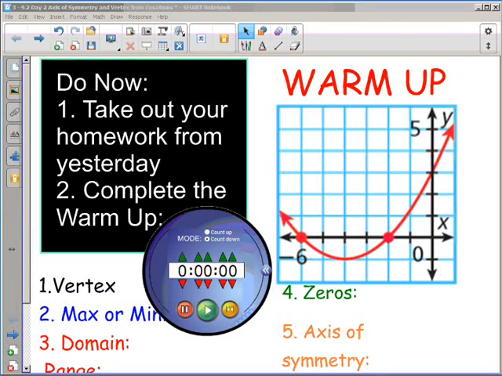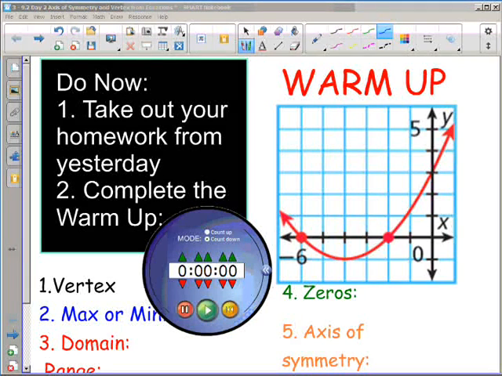All right, welcome to 9.2 day 2. This is all about axis of symmetry and zeros again, except from an equation. So pause the video. I'm going to give you a couple minutes to get to work on the warm-up. It was just like your exit slip yesterday. All right, start the video, hopefully.